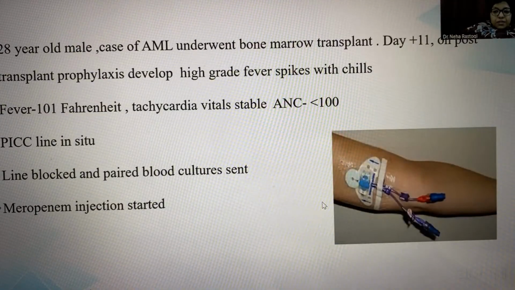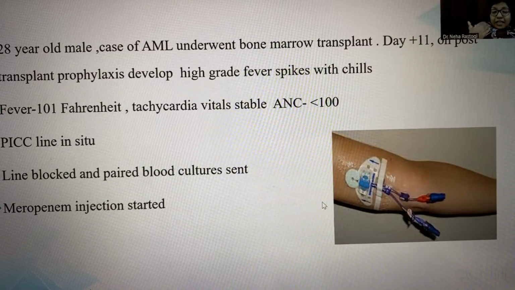I will start directly with the case, a 28-year-old male with acute myeloid leukemia who underwent a bone marrow transplant. On day plus 11, on post-transplant prophylaxis, the patient develops high-grade fever spikes with chills, a regular and predictable episode in this kind of population, which we call febrile neutropenia. Very high-grade fever, 101, tachycardia, and the neutropenia is at its peak. The absolute neutrophil count is barely less than 100.